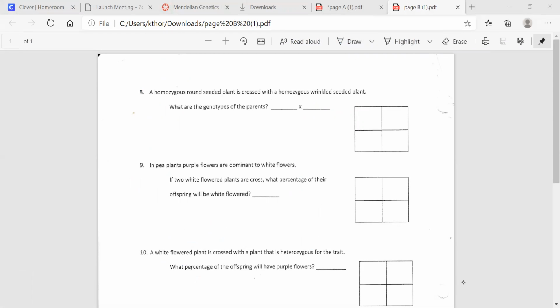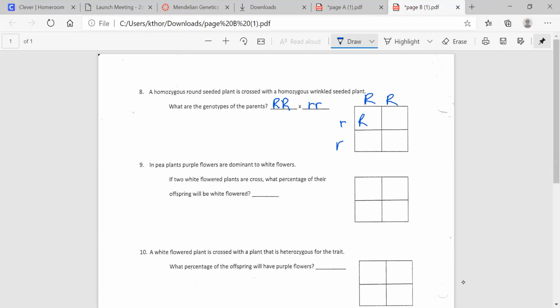Good, okay. Page 2, or B. A homozygous round-seeded plant is crossed with a homozygous wrinkle-seeded plant. So round is dominant to wrinkled. So if it's homozygous round, it's homozygous dominant. And if it is homozygous wrinkled, it's homozygous recessive. It's like 100% are going to be heterozygous, 100% are going to be round.